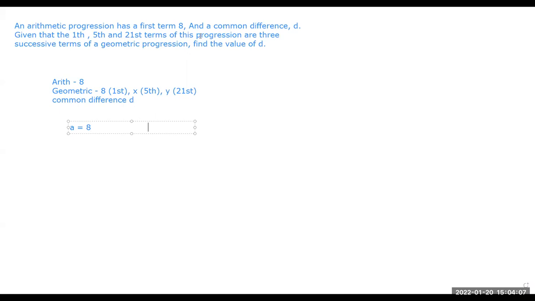Sir, I never read this progression. I thought it was the geometric. Yeah, we're going to look at the geometric soon, but they tell us that the first, fifth, and 21st term of this progression, so that's an arithmetic progression, right? Yes, sir.